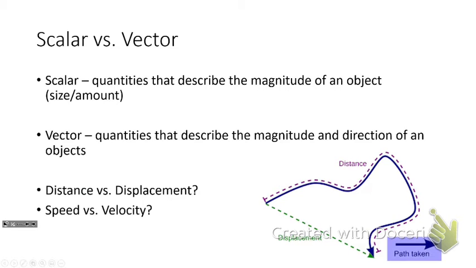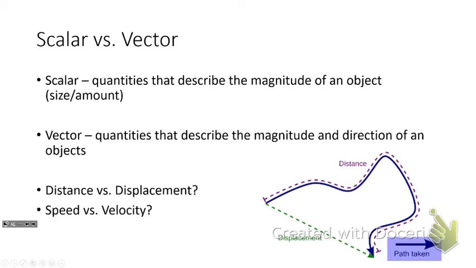Okay, so first thing, we were talking about the difference between a scalar and a vector quantity. Remember, a scalar only describes the magnitude, and not where it's going, whereas a vector will describe the magnitude and direction. Scalars are simple: they only have the amount, and vectors have both the magnitude and the direction.